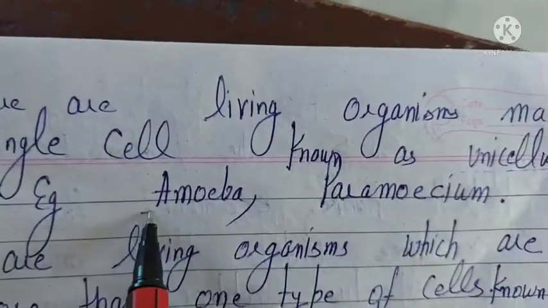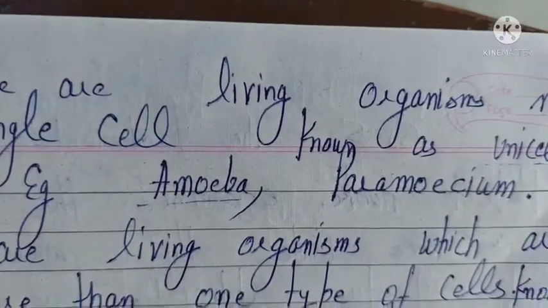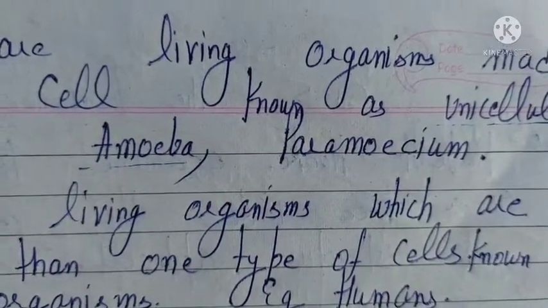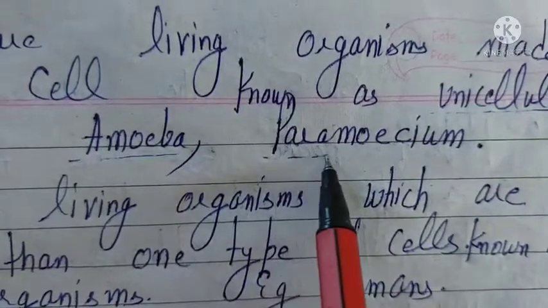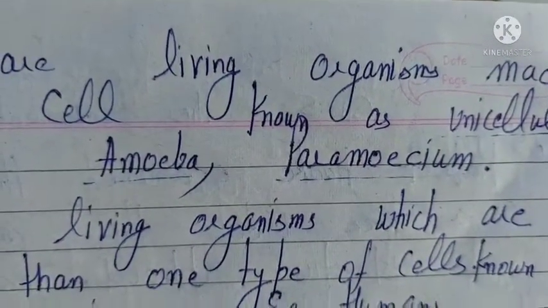We have read amoeba, the structure of amoeba in class 8. That is a unicellular organism. We have read in the friend and foe chapter, microorganisms, chapter number 2 in class 8, paramecium. We have read. It's a kind of protozoa.